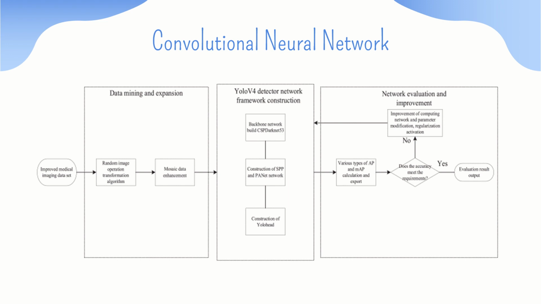Then it is sent for the mosaic data enhancement. Mosaic data enhancement is a technique to generate large datasets for training machine learning models. This process involves taking a set of images, dividing each of them into smaller tiles, and then rearranging these tiles to create a new larger image, and this creates a large number of unique images that can be used for training, and it is often used to improve the performance of the object detection. Later, this image is sent to the next phase of YOLO V4 detector network and framework construction.